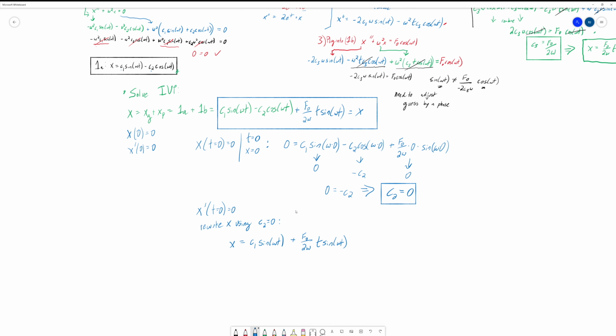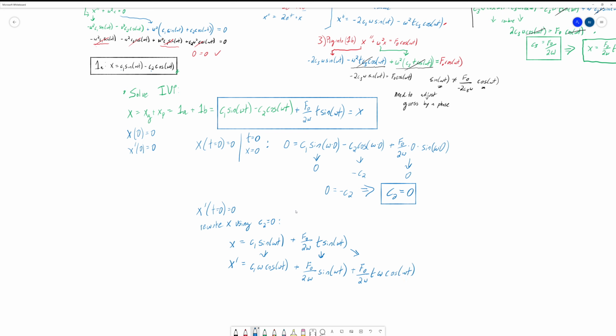And then we have the derivative, so x prime is going to be, so we need to just take this derivative again. The derivative of sine is going to be cosine, and we pick up the omega, so omega cosine of omega t. And for the second term, we're going to use the product rule, so the derivative of just t with respect to t is just going to be 1. So we have this, and the derivative of sine of omega t is going to be cosine omega t, so we get plus f naught over 2 omega times t, pick up a factor of omega, times cosine of omega t.